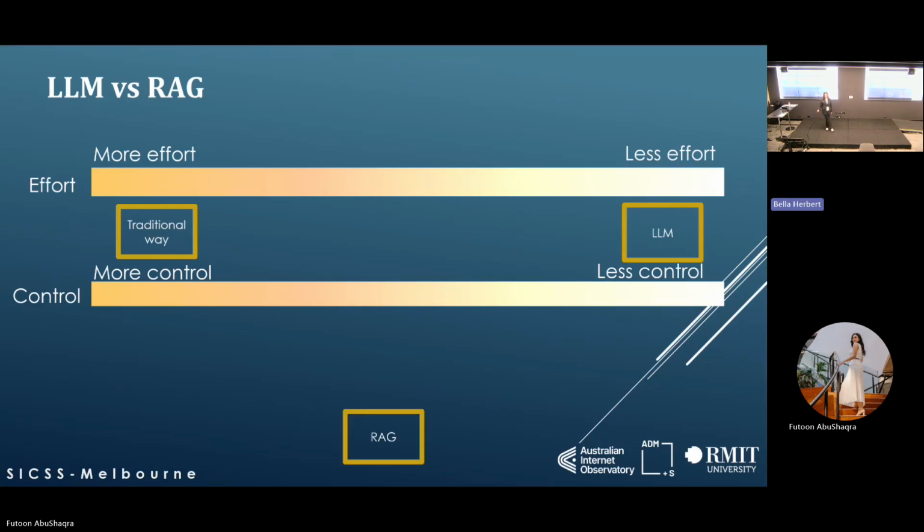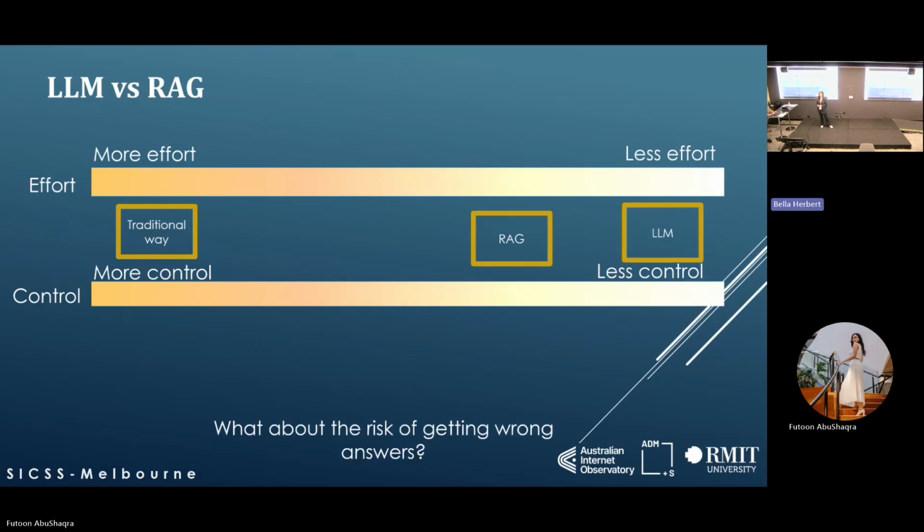And a RAG system is just in between of these. You still have to put some effort in building the system, you still have to collect the data that you think is relevant, and it's not going to be public data. But at the same time, you have some sort of control. You control because you already decided the data. But that's not it. This is not how we decide if RAG is good or not. What about the risk of getting a wrong answer? How can we verify if the response from a RAG system is accurate or not?